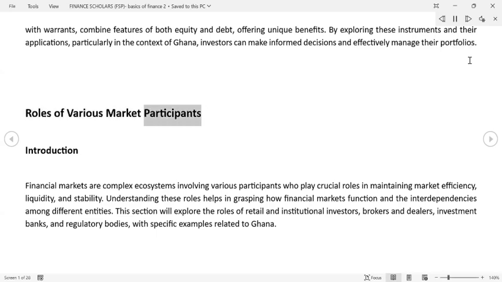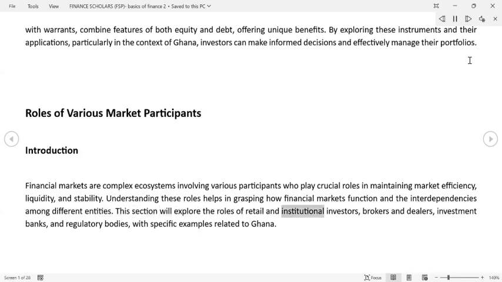Roles of various market participants. Introduction. Financial markets are complex ecosystems involving various participants who play crucial roles in maintaining market efficiency, liquidity, and stability. Understanding these roles helps in grasping how financial markets function and the interdependencies among different entities.